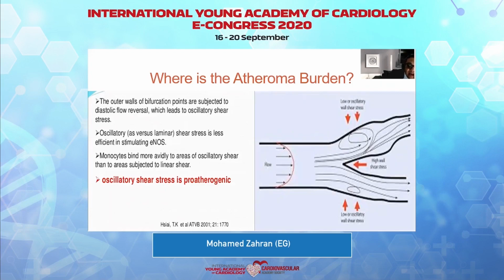We need to know actually when there is atherosclerosis involving a coronary bifurcation, actually most of the atheroma burden is located here and here and not located here. So it's not located at the carina.